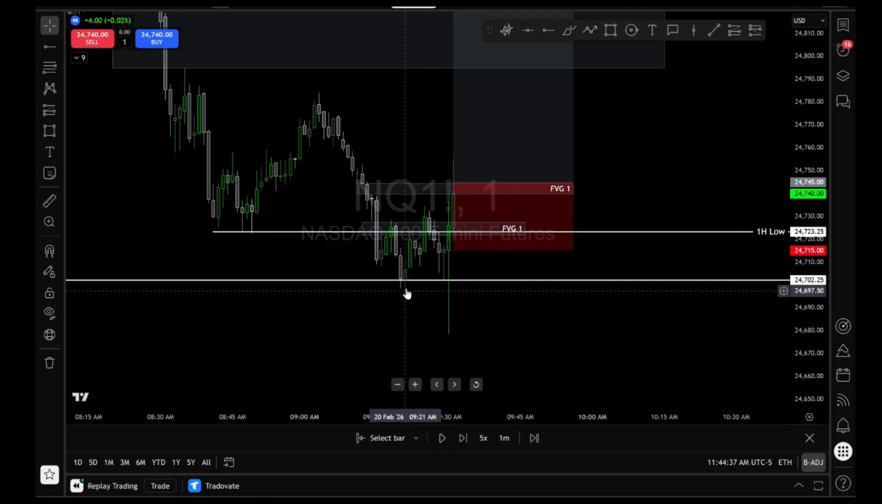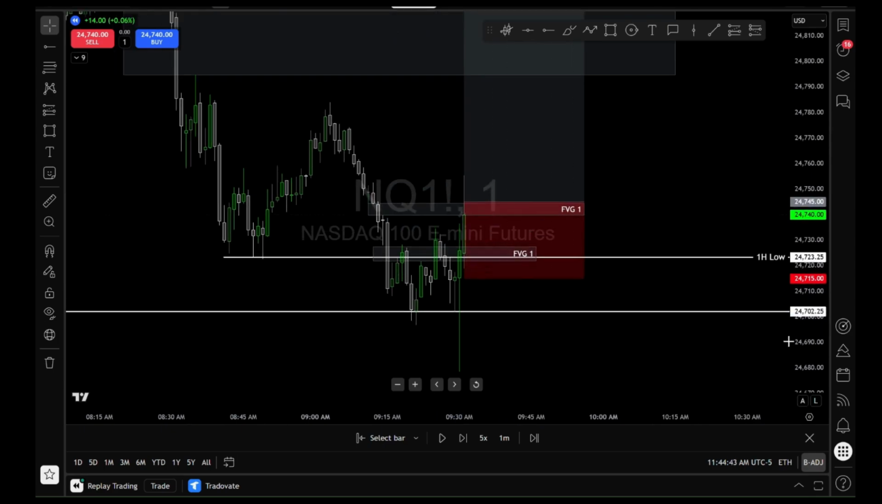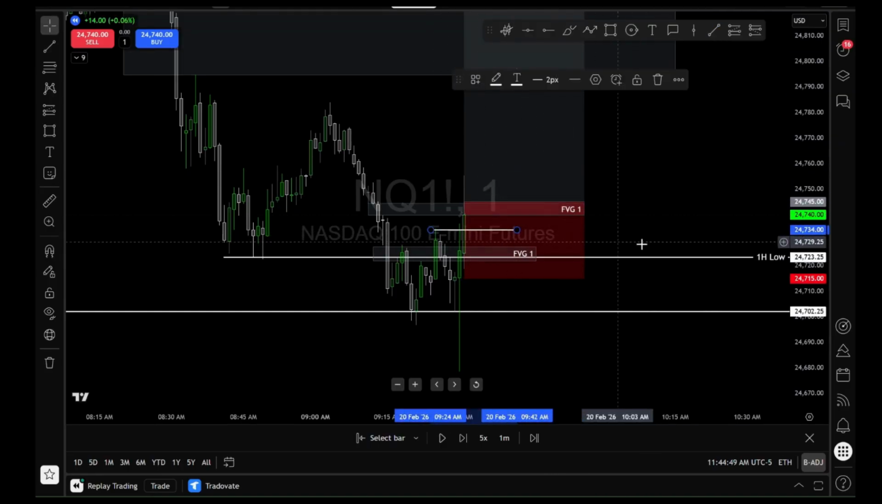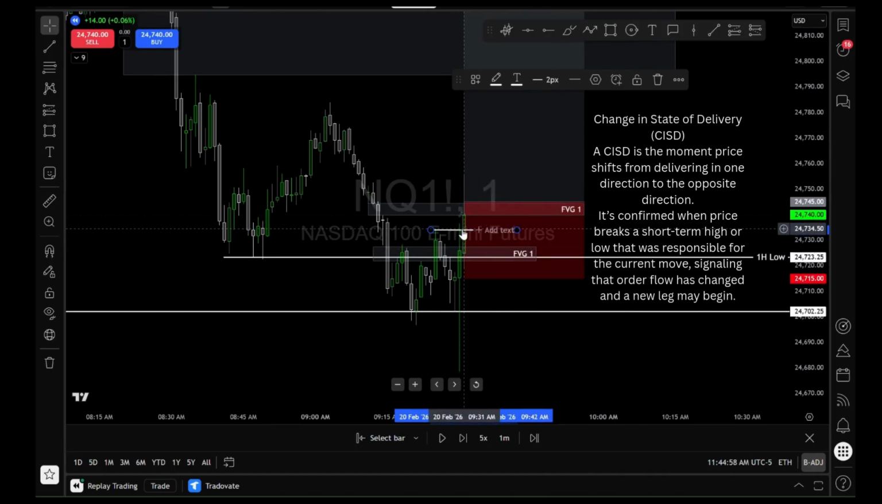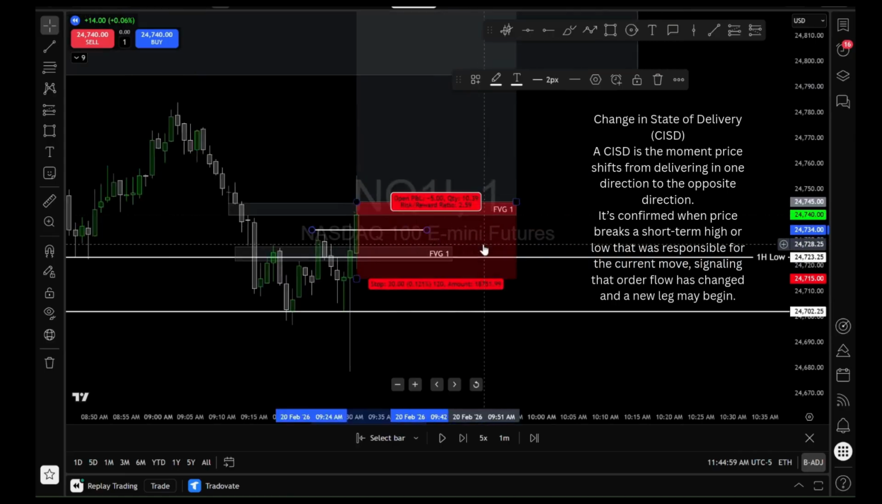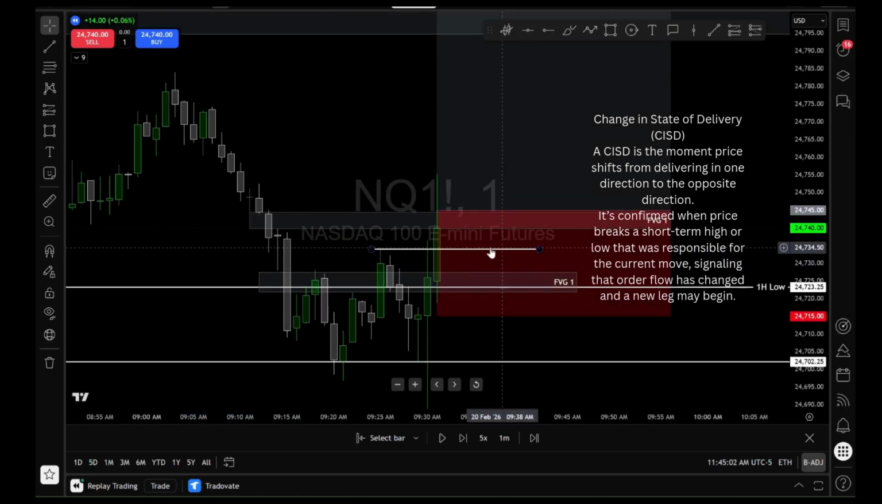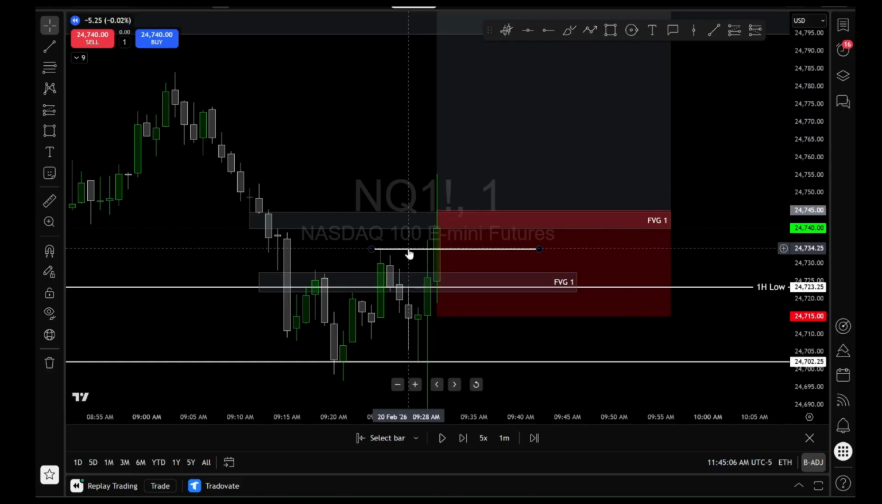Okay, New York session opens up. We sweep the previous low as well as tapping into this sell side liquidity again, and then we start making the move up. Right about here is where we have our change in the state of delivery. Once I see the body of the candle close above this change in the state of delivery, that's when I'm really interested in taking the buy position.